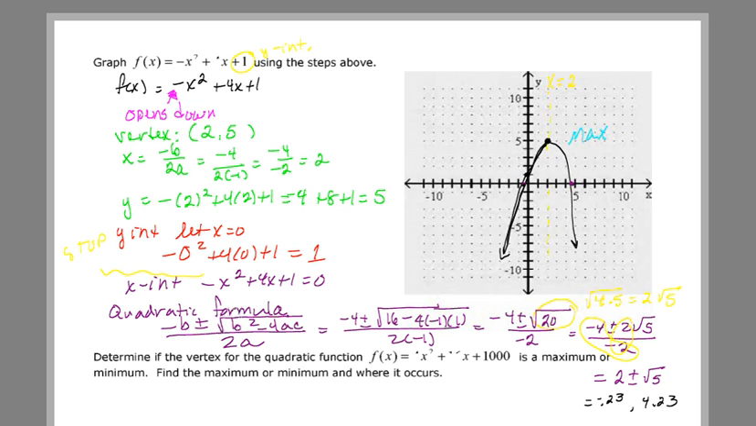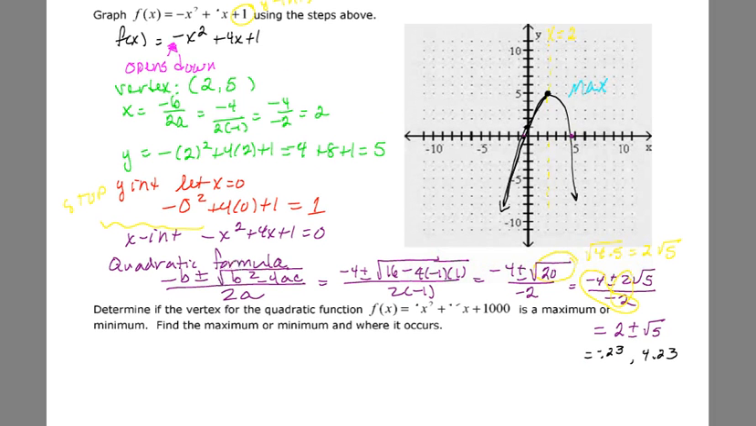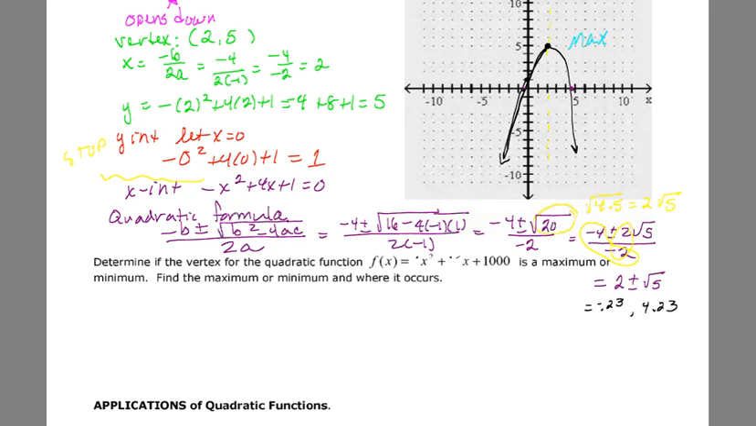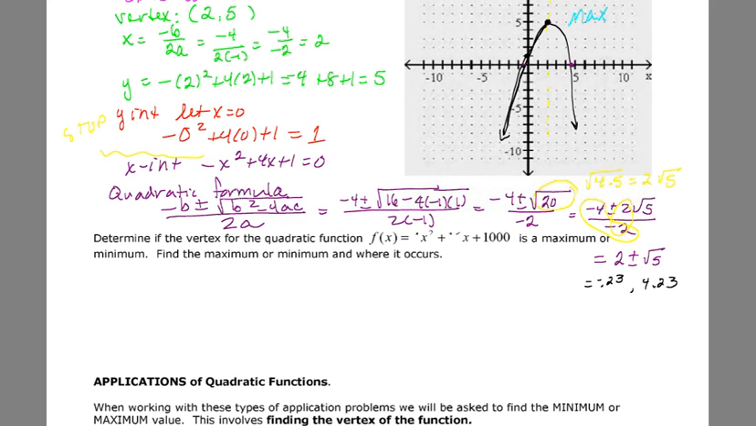Okay, let's continue with this next example. We want to determine the vertex for this quadratic function, and again, apparently when I PDF these they didn't come through very well, so it's 4x squared plus 16x plus 1,000. So let's find the vertex and state if the vertex is a maximum or minimum and find where that occurs. There's our function, so we just want to find the vertex here.